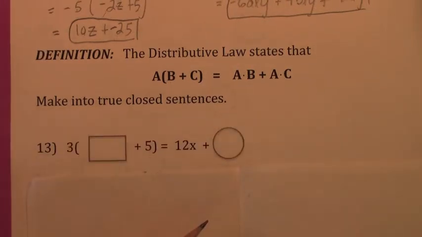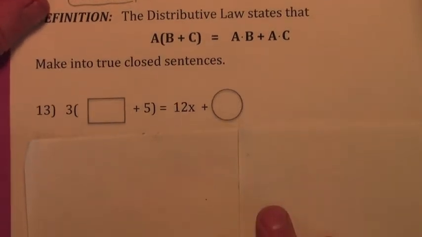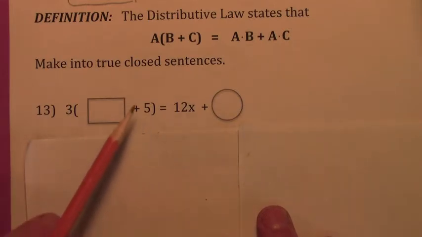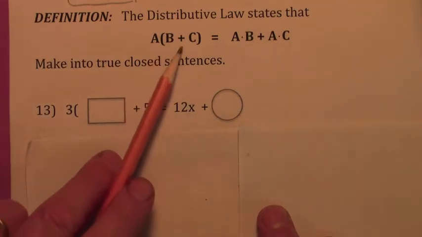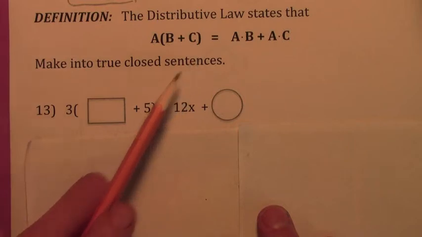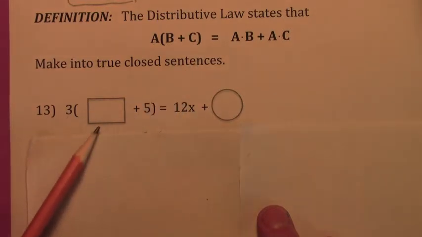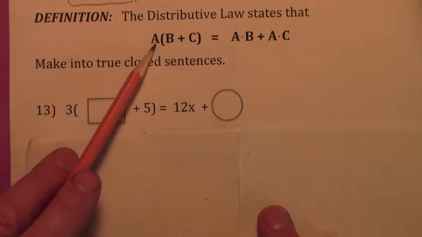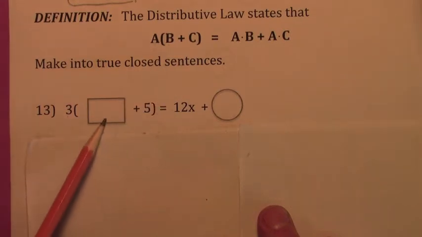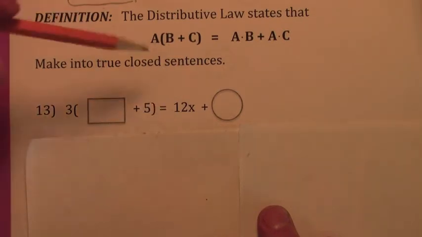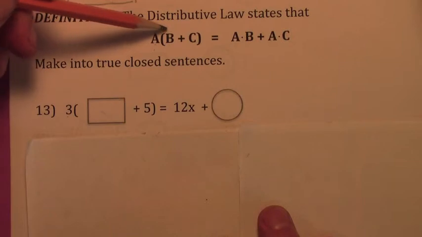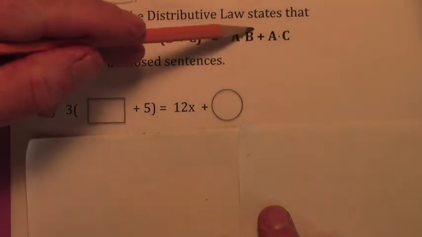Some of the homework problems, I know some students have trouble with these kinds of problems. They're using these open sentences and making them true closed sentences, but all they really want you to do here is try to look at the distributive law and recognize the pattern. You see this 3 that's in front of these parentheses? This is the left side of the distributive law. 3 is like A. And you don't know what this is, but look, the A has to multiply B to give you this first term here.